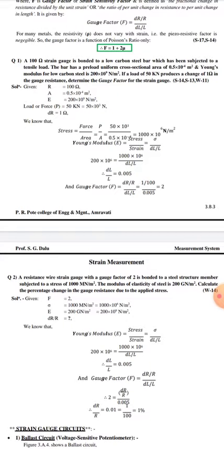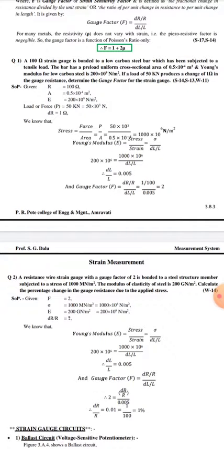And gauge factor F equal to dR by R upon dL by L. Out of that, dR by R we will have to calculate, and gauge factor 2 is given, dL by L we have just calculated. So we will rearrange the equation in terms of dR by R, equal to 0.01 equal to 1 by 100. So we will get 1% change in resistance upon original resistance. dR by R will be 1%.